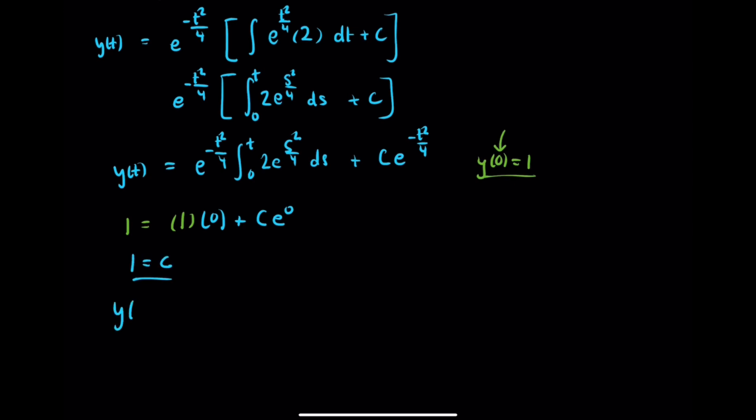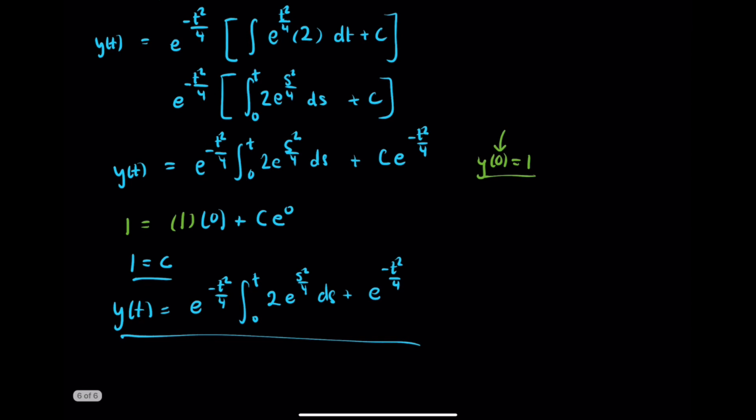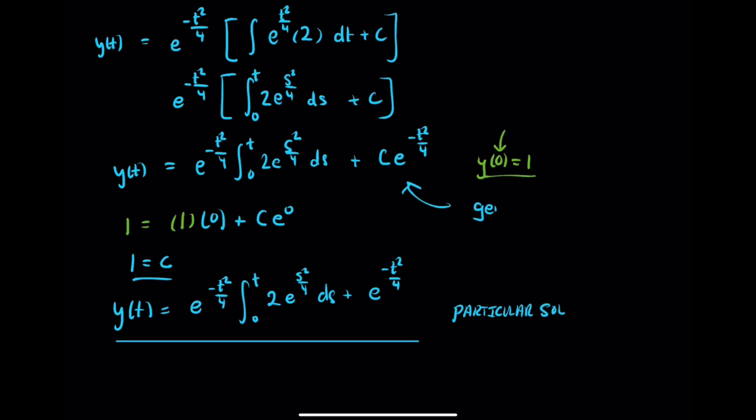And so then you can rewrite y(t) as e^(-t²/4) ∫₀ᵗ 2e^(s²/4) ds plus c e^(-t²/4), where c is 1, so it's going to be e^(-t²/4). Okay, so this is your answer. This is your particular solution. And then this is your general solution. Okay?